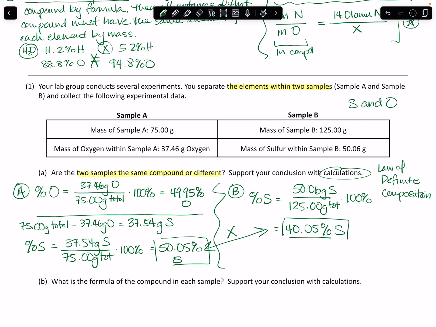But let's say I wanted to determine the percentage of oxygen. In this case, I could either use the law of conservation of mass and subtract the 50.06 from 125, or because I know there are only two elements here, I can just subtract the percentage, 40.05, from 100, and the difference is going to be the percentage of oxygen. Either way is going to work. And can you see here as well that the percentage of oxygen does not match the percentage of oxygen in compound A. So not the same.